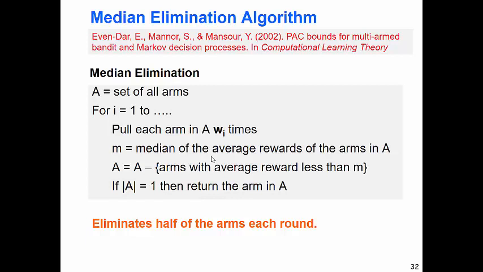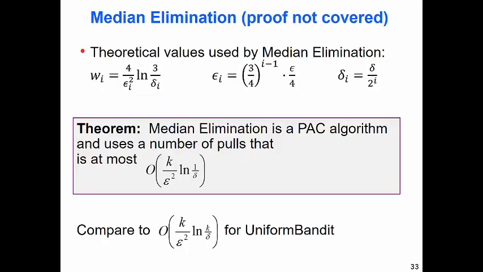And the question is, how do you pick these WIs, right? Because we want to pick the WI so that at the end, when you return this arm A, it meets the PAC guarantee. With probability delta, it's approximately optimal. It's within epsilon of optimal. And so that's what this paper is all about. How do you derive what value the WIs should have each round? We're not going to go through that because it's a little more complicated. This is all math that you could follow, but it just takes a while to go through. And so these are the formulas they use, and we can at least look at them qualitatively.